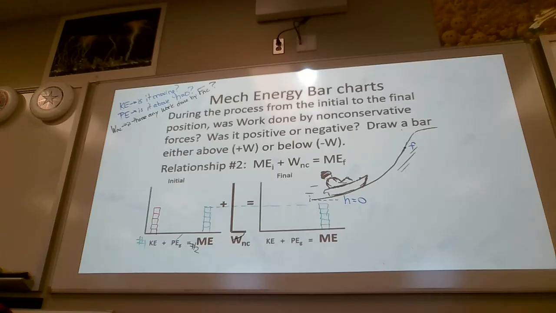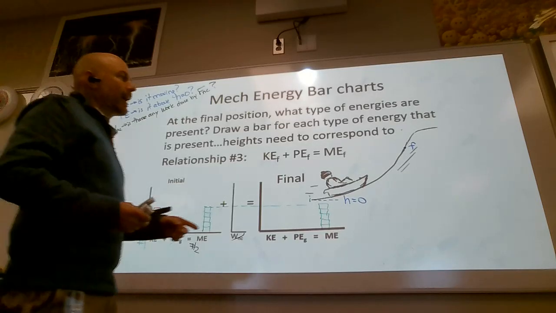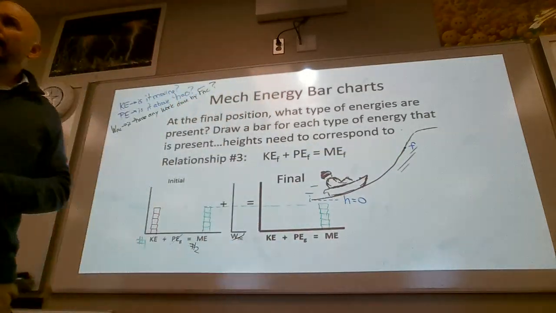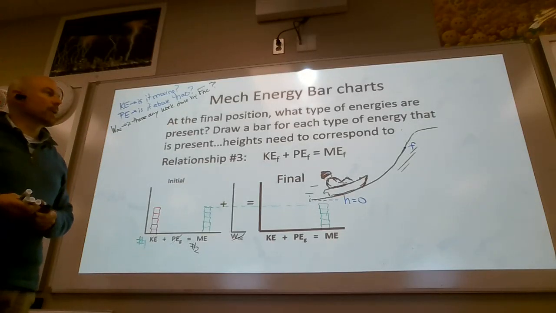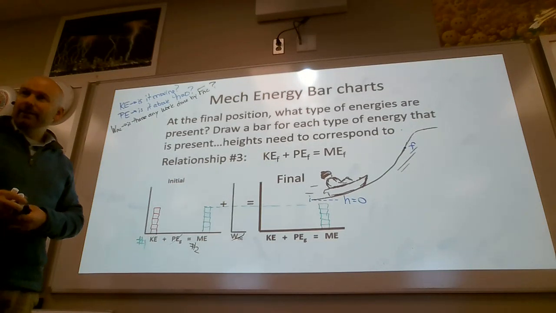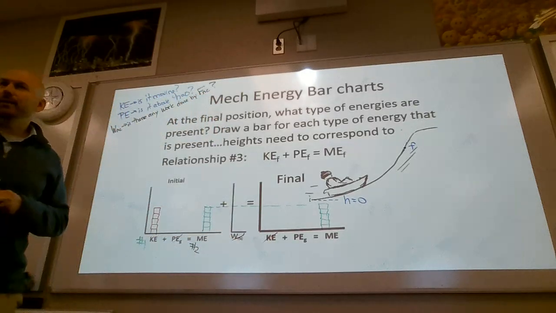And then relationship number 3 says, well, where is that money distributed? Like it's in the bank, but which account is it in? Okay, or in both. So at the end, do you have kinetic energy? At the highest point, how fast is it going? 0. So do we have kinetic energy at the end? No. Do we have potential energy at the end?